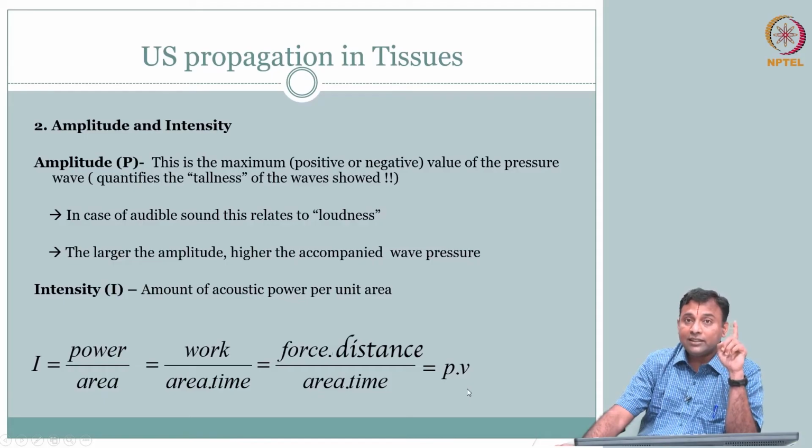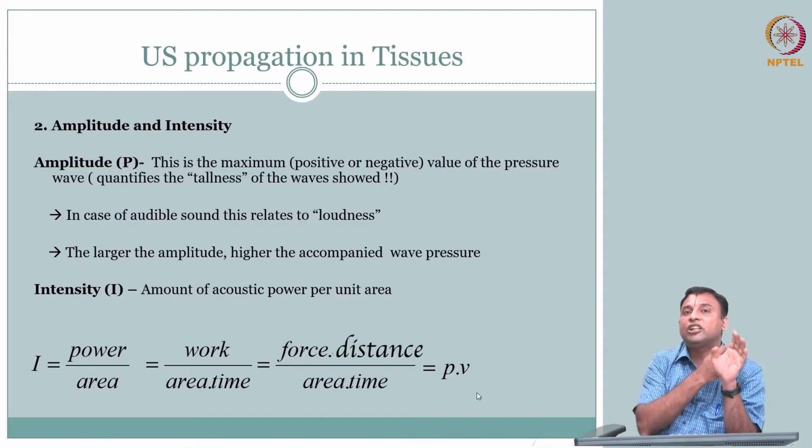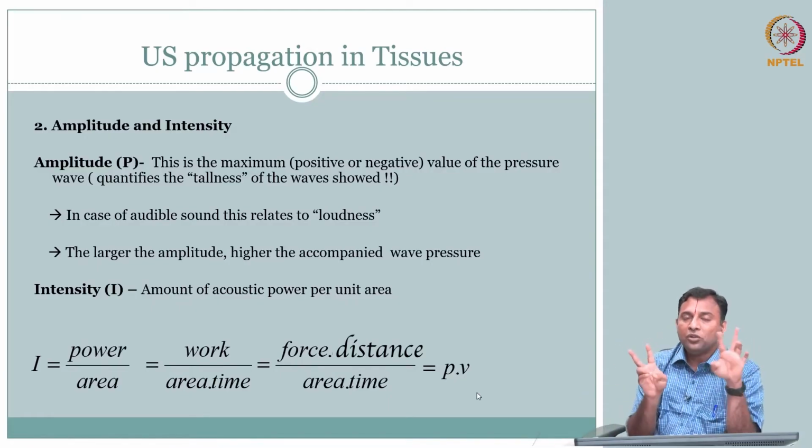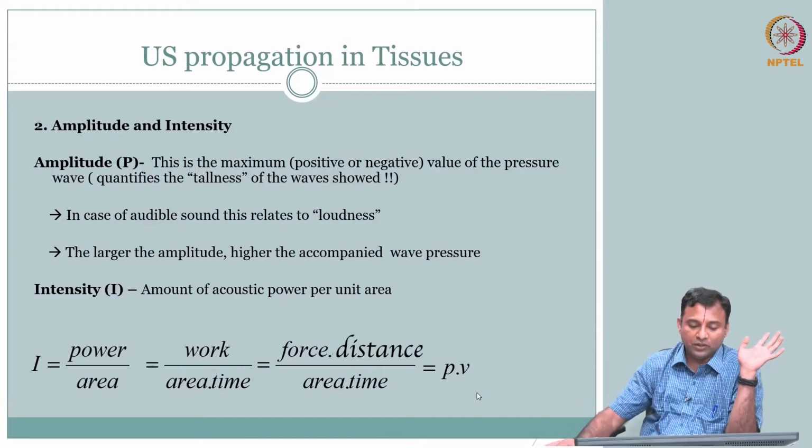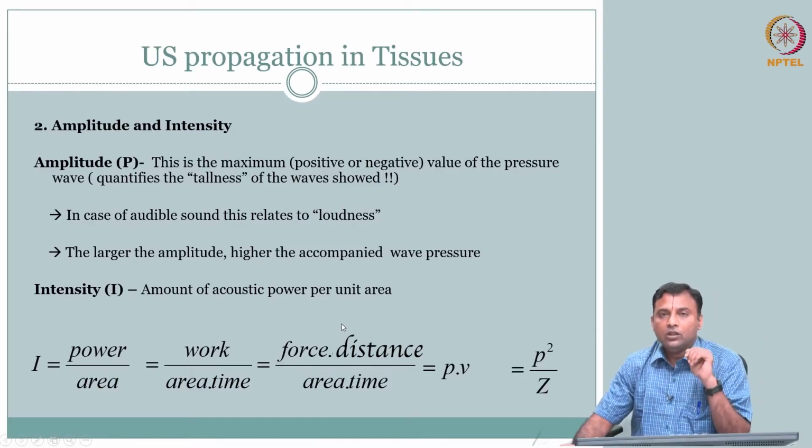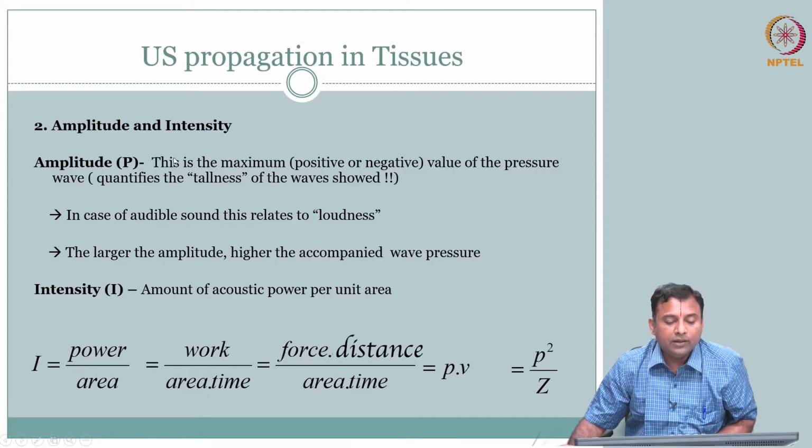Notice that this velocity is not the speed of sound, not the velocity of the wave. This is of the particle. So there is a velocity of the particle, and there is a velocity of the wave. These are two different things, don't confuse them. Okay, so I is pressure into velocity. This is your intensity. From what we have done, we already covered impedance.